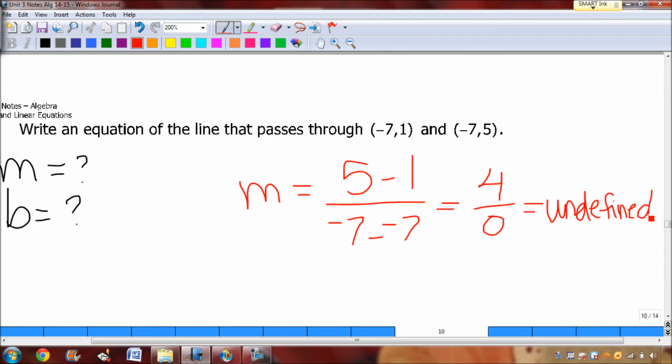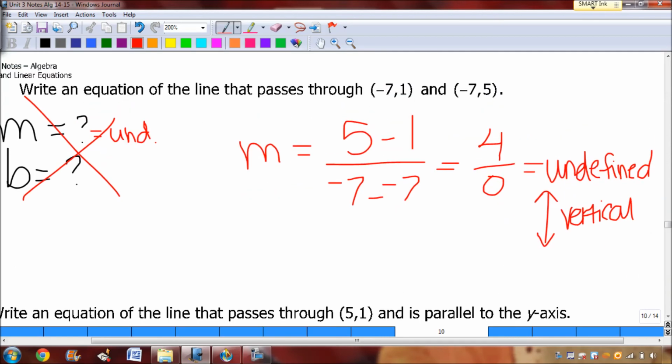Okay, now since this is undefined, I don't have a slope. There is no slope. So this cannot work at all. y equals mx plus b will work for every single line except for a line that has an undefined slope. So the question is, what kind of a line has an undefined slope? Remember, we already learned that every vertical line has an undefined slope. So y equals mx plus b does not apply to any vertical lines. So how do I find the equation of this line if I can't do y equals mx plus b?